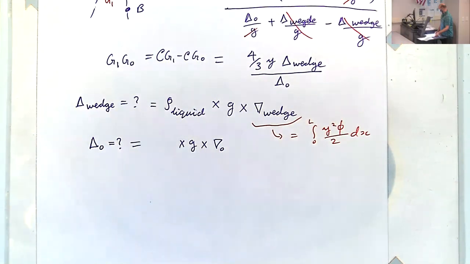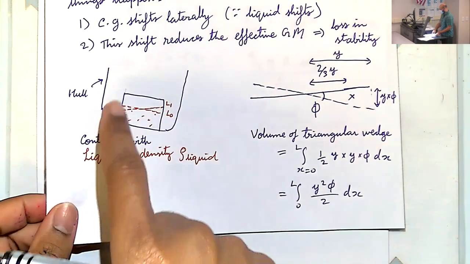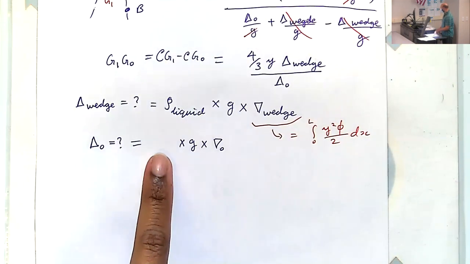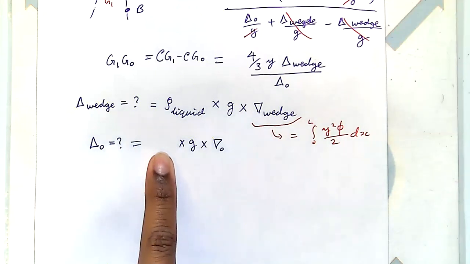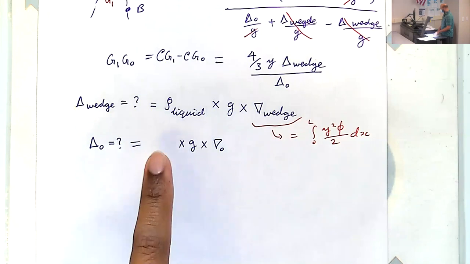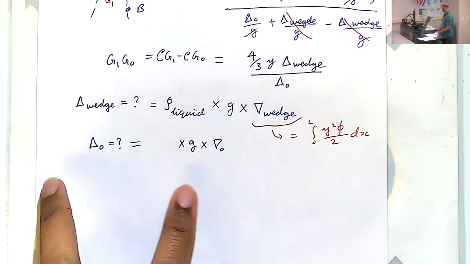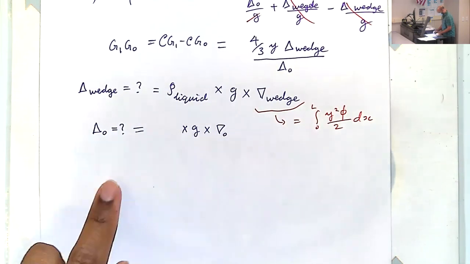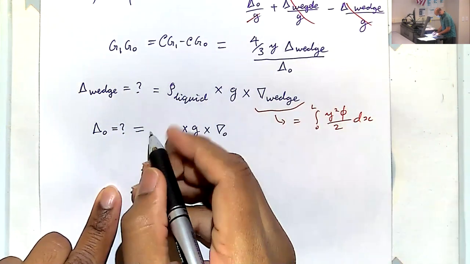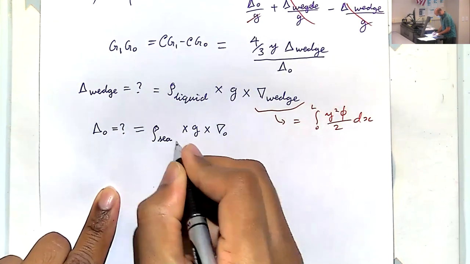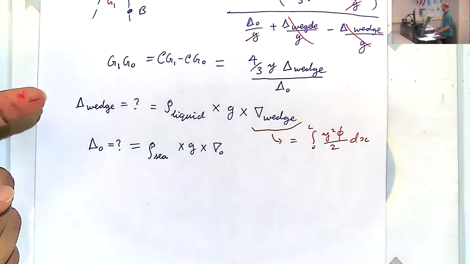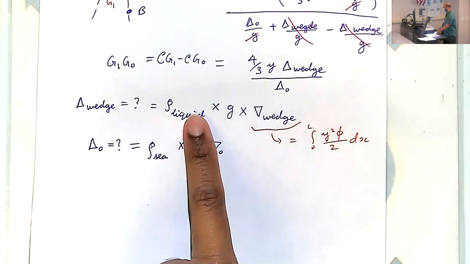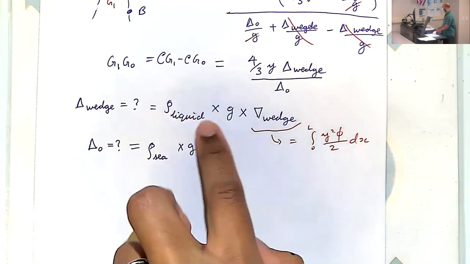Think about the problem we have. We're talking about multiple liquids. We're talking about a liquid inside the container and there's another liquid. Which one applies here? Probably seawater. Yeah, so remember that. Don't confuse between rho liquid and rho seawater. For the original ship, if we know the volume displacement of the ship, we care about rho seawater. But for the wedge within the container, we talk about rho liquid. This can be oil, so the weight of the wedge would depend on the oil density.